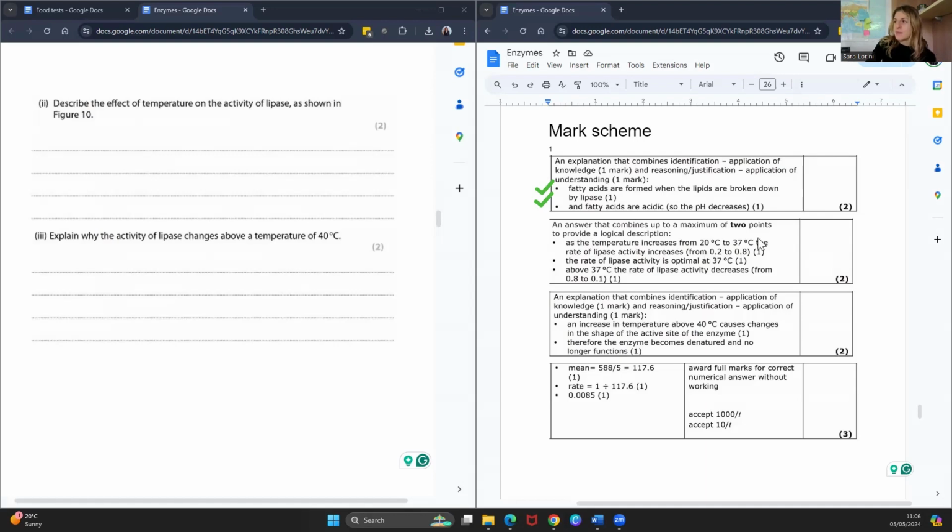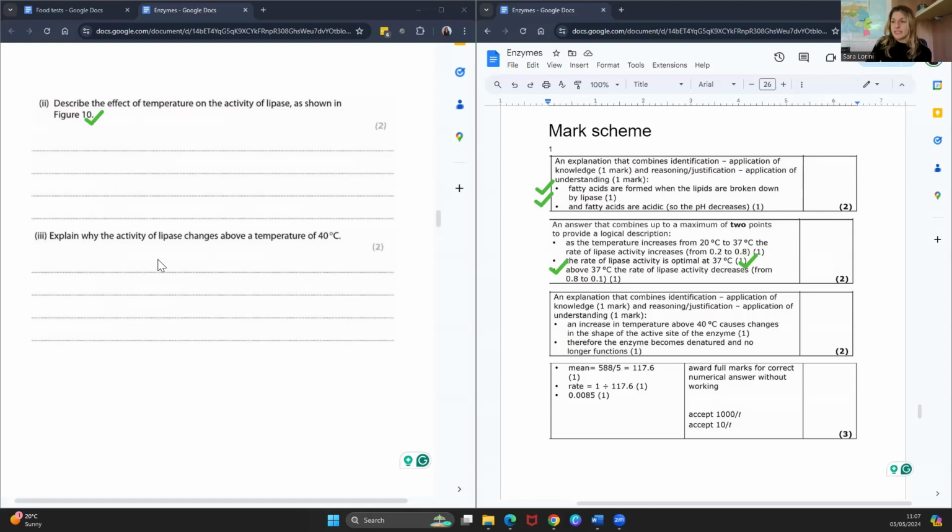So remember that as the temperature increases, the rate of lipase activity increases, here be specific, and then the rate is optimal at, so it's important to mention that optimal, okay? And then you could also say that above 37, the rate decreases. Notice just a nice description using the data, okay? Because it does mention the figure in the diagram, so it's important that you state that as well.